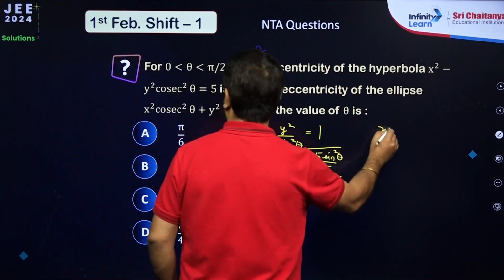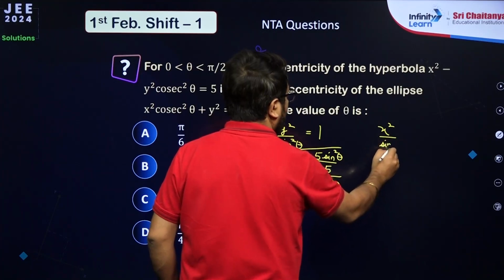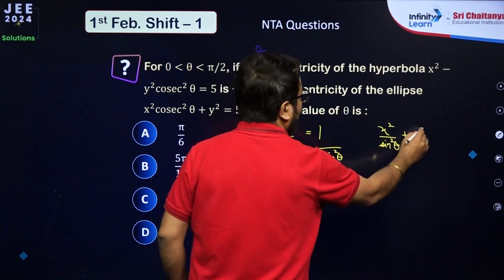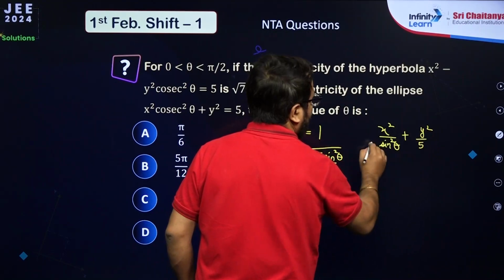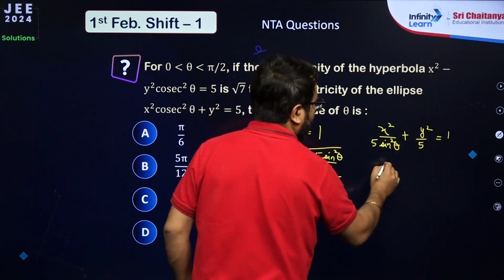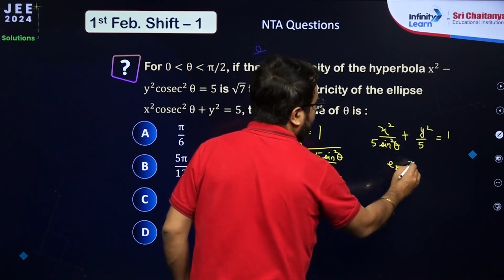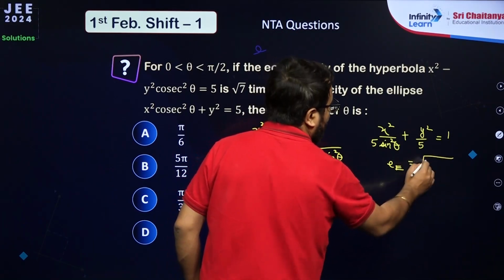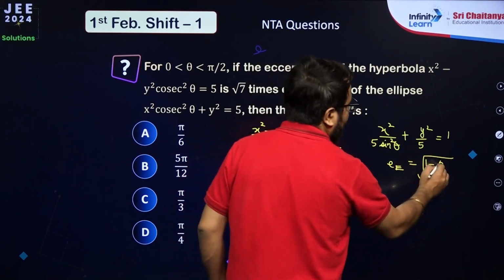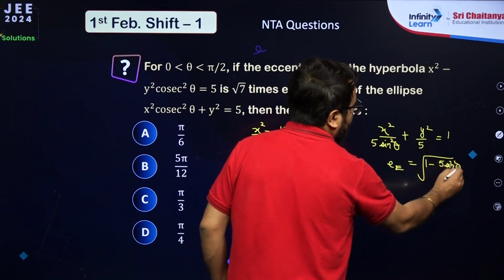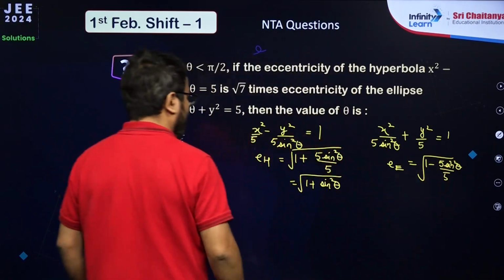So the ellipse equation is x squared over sine squared theta, and then we have y squared over 5, and then it is equal to 1. So the eccentricity of the ellipse will be equal to the square root of 1 minus b squared over a squared. So I got 1 minus sine squared theta.